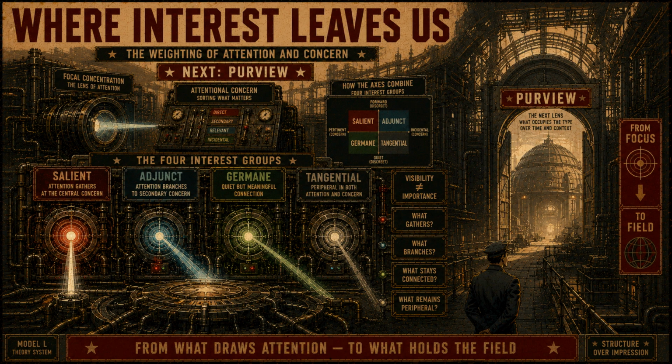That gives us a more careful way to read behavior. We do not have to assume that the loudest thing is always the deepest concern, and we do not have to assume that the quieter thing is merely absent or irrelevant. Model L lets us separate visibility from importance. That is the real purpose of the interest groups: salient, adjunct, germane, and tangential. They show us where attention gathers, where it branches, where it stays quietly connected, and where it remains peripheral.